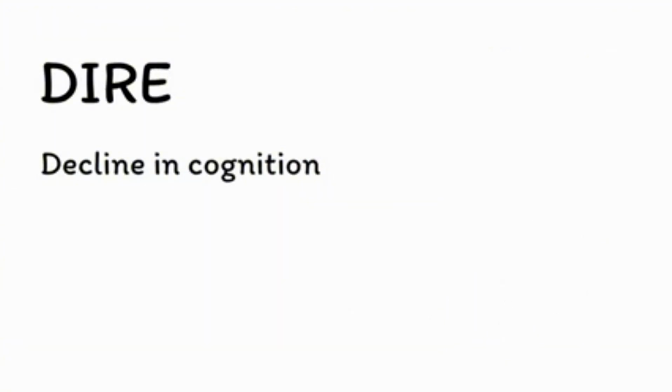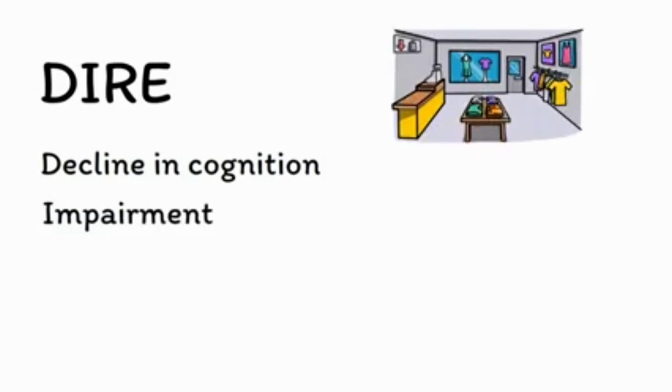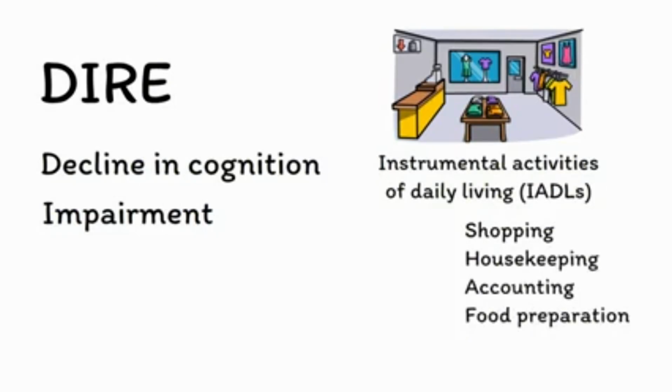Next, these cognitive deficits must be severe enough that they lead to functional impairment. In early stages of dementia, this is first noticeable when it comes to instrumental activities of daily living, or IADLs, which are more complex tasks such as shopping, housekeeping, accounting, food preparation, and transportation. You can remember these using the acronym SHAFT.